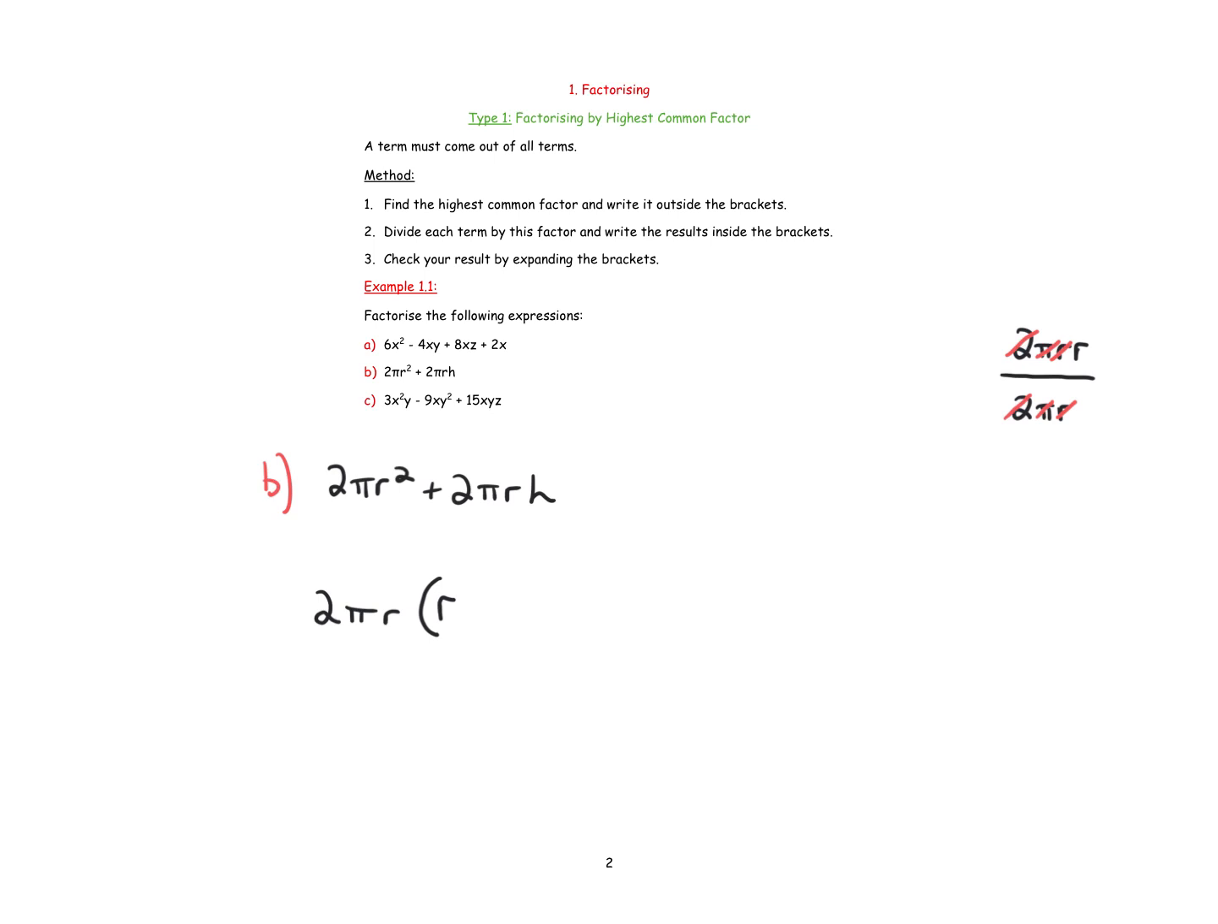Similarly, we'll have 2 pi r h, and we'll divide that by 2 pi r. Again, the 2 will divide into the 2 here and leave us with 1. The pi will divide into the pi, and the r will divide into the r. And for this particular one, we'll be left with plus h. Now we've factorised the expression 2 pi r squared plus 2 pi r h by 2 pi r.